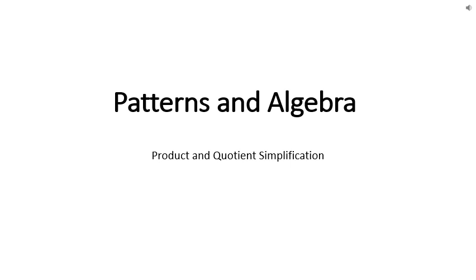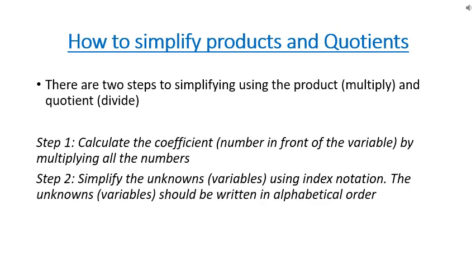Okay, this video tutorial looks at the mathematical strand of patterns and algebra, and more specifically, we're going to focus on our understanding of simplifying through the product and quotient rules. So essentially, there are two steps to be able to simplify using the product, which is multiply, and the quotient, which is the divide rules.